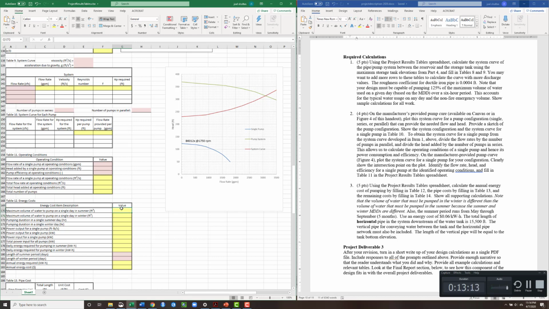And so we'll just be pumping those volumes over 6 hours. So we're going to have a different power consumption associated with that. And so you just kind of work your way through this: the pumping duration, the power output in foot-pounds per second, power output in kilowatts, and then using our efficiency value for the single pump that we calculated under the operating conditions of the single pump, we can then calculate the power input required.